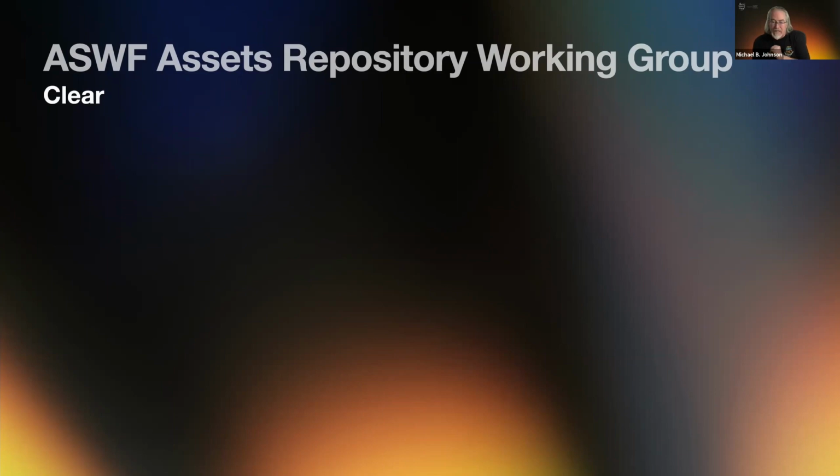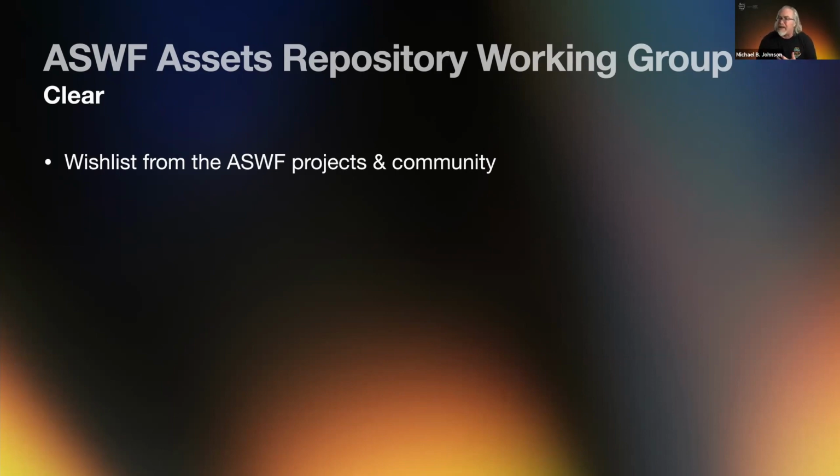The next thing was clear. And the idea of clear was we started developing a wish list of things that both the community and the projects at the ASWF would want. We also wanted to develop clear curation criteria. Sorry for the alliteration, but the idea there being that it would be very clear to someone who was thinking about donating something, is this something that looks like it might end up in the Academy Software Foundation asset repo or not?